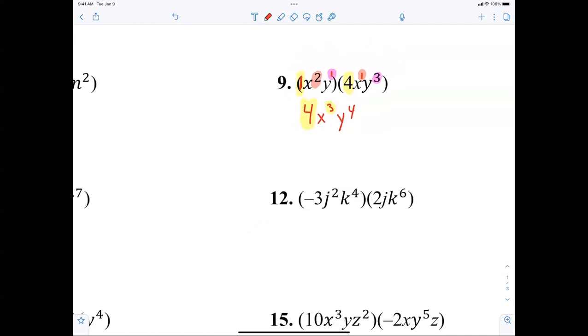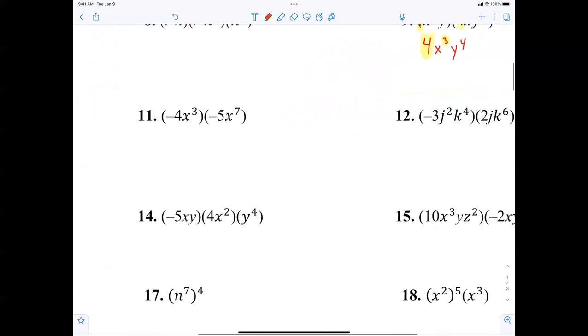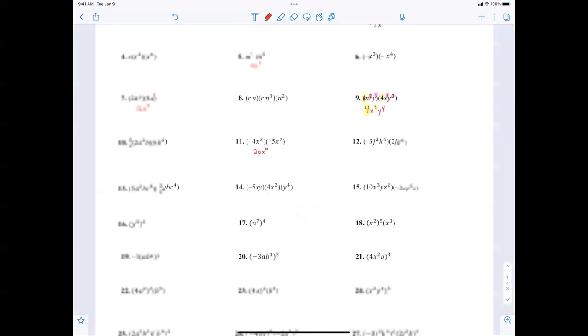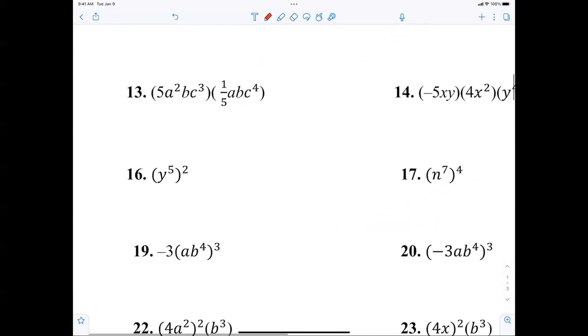All right, here we go. Number 11. Let me hear you. 20x to the 10. That's it. There's nothing I can do. Does everybody understand? I hope you understand what I mean. There is nothing for me to do. You either know the rules or you don't know the rules. Multiply numbers, add exponents. That's the rule.